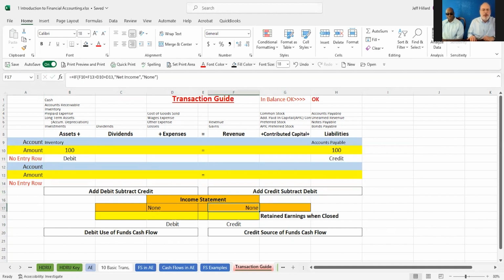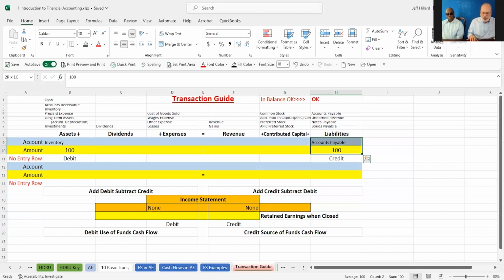There's no impact on the income statement because there's no revenue or expenses, or on retained earnings either because there's no dividends. And it is a credit, which is a source of funding for cash flows. And so we're getting our funding to buy our asset from more liabilities.